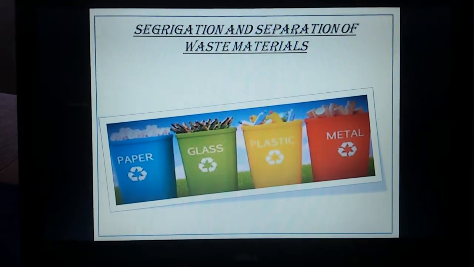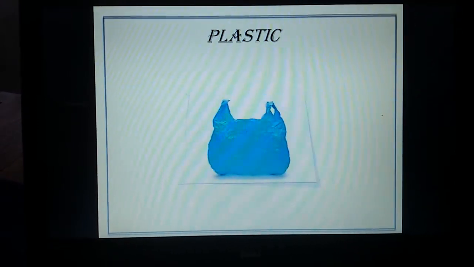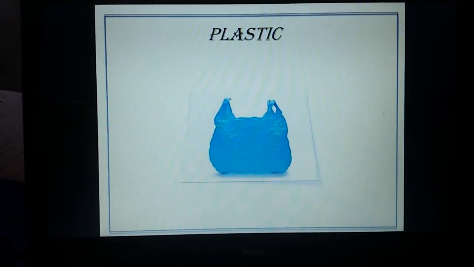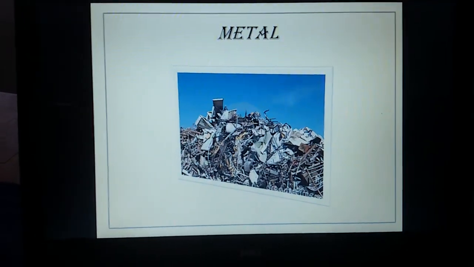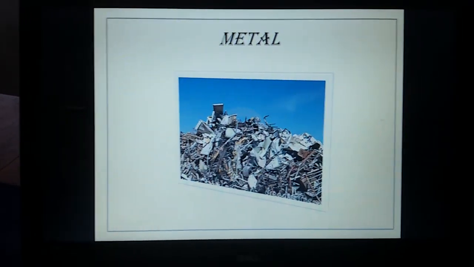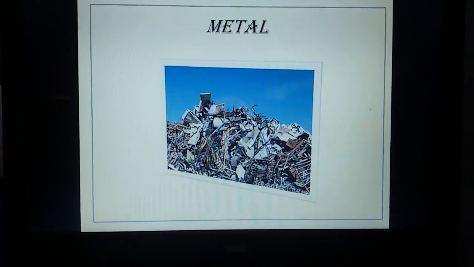Plastic is one of the dangerous and undegradable materials which causes danger to the earth and the human beings also. Next, the metal. It is a reusable material which can be reused for construction purposes by remolding the metal.